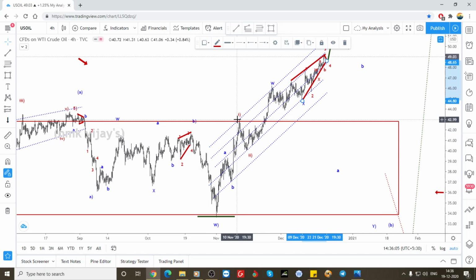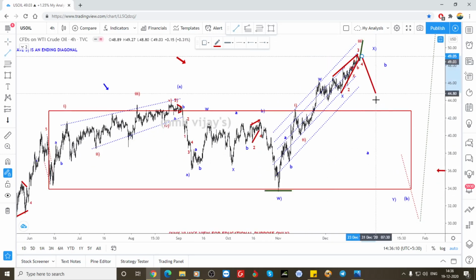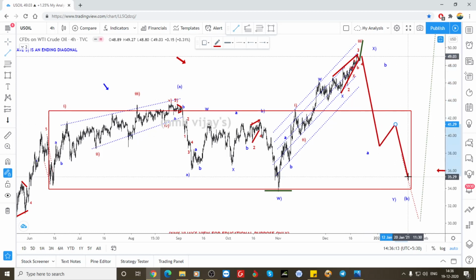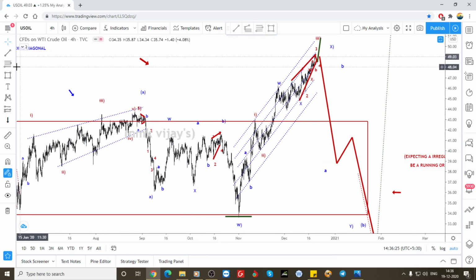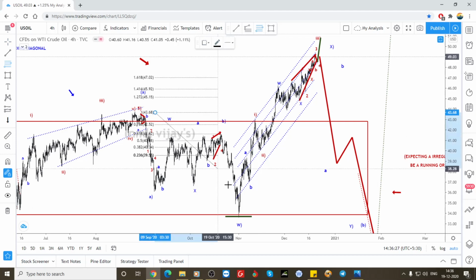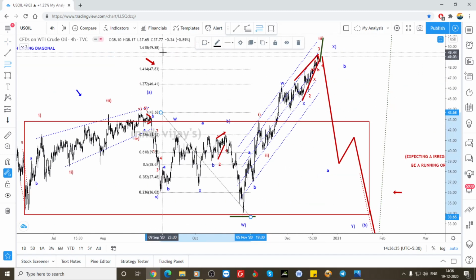So that means this W, X, Y is completed, and again we may come to the downside for the running flat or expanded flat. These are the chances. Or what else next, and this is also 1618 below before that. But nowadays, as I said, if you follow me, I have shown you a lot of examples that it will hit that 1618 and again it may drop.